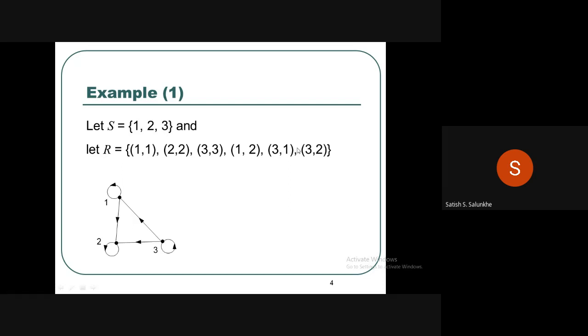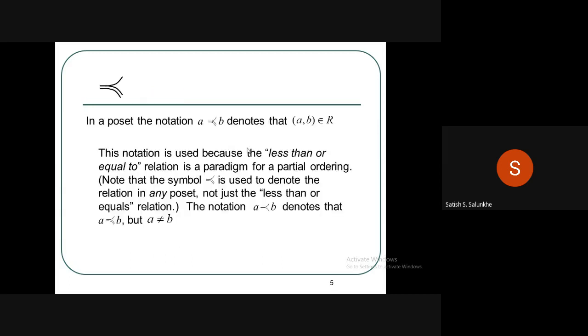It is transitive. Why? You can see (3,1) belongs to R, (1,2) belongs to R, so (3,2) also belongs to R. Also (1,2) belongs to R and (2,2) belongs to R, so (1,2) belongs to R. So it satisfies transitivity also. There is no issue. It is a partial order relation.